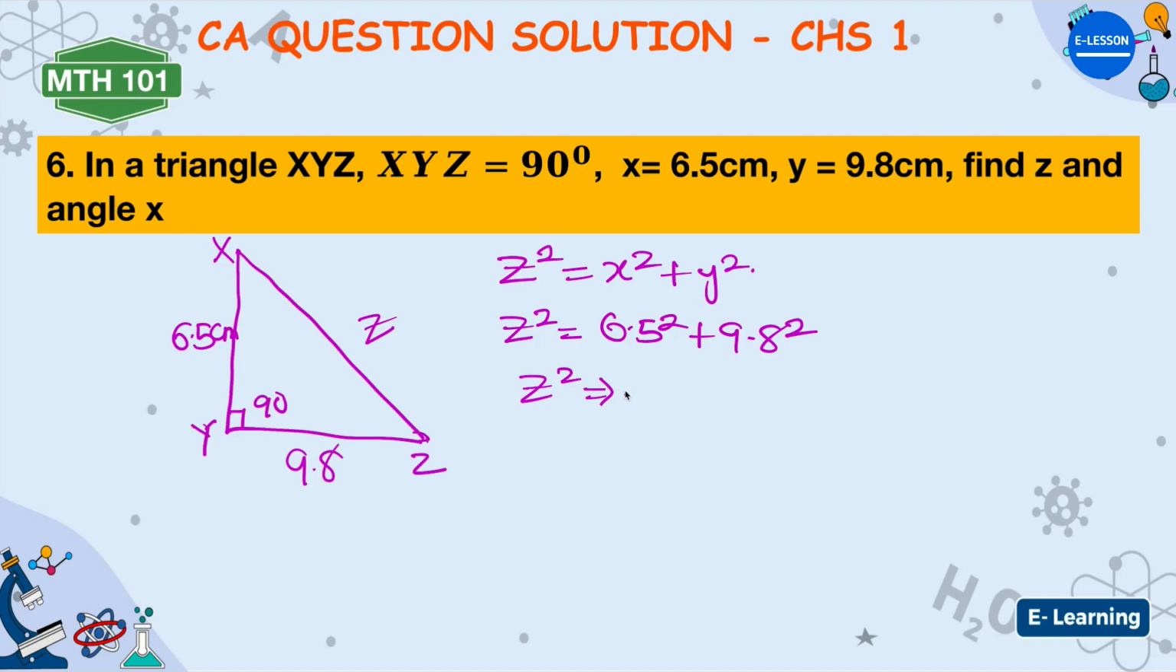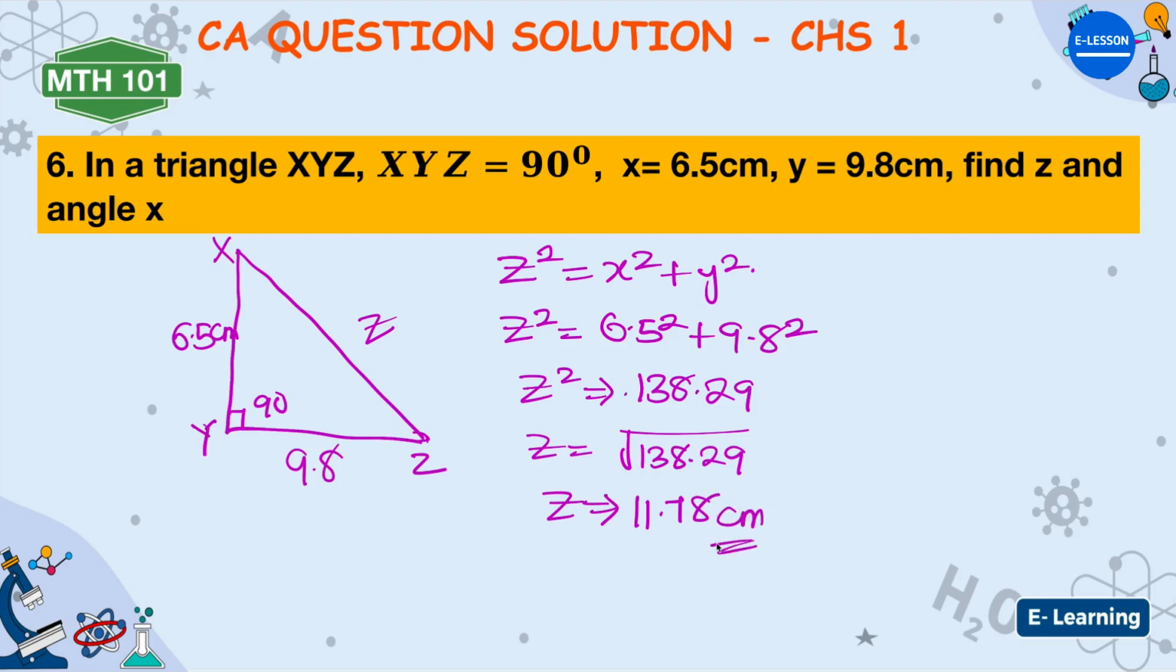So we have 6.5 squared plus 9.8 squared, which gave us 138.29. So Z will be the square root of 138.29, and Z will be equal to the square root of 138.29. That gave us 11.78 centimeters. So that is our Z.